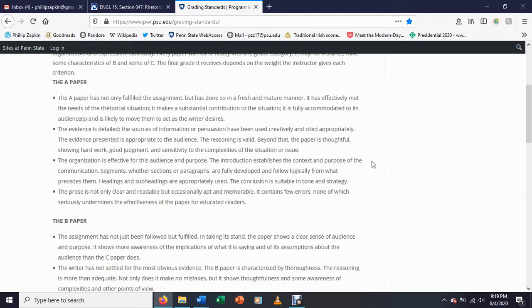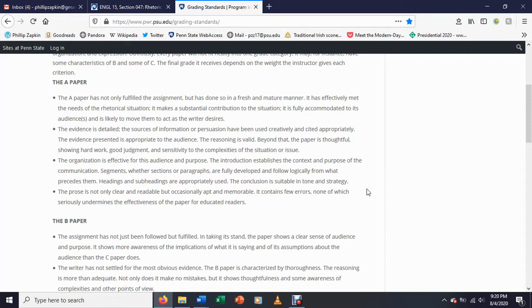The introduction establishes the context and purpose of the communication. Segments, whether sections or paragraphs, are fully developed and follow logically from what precedes them. Headings and subheadings are appropriately used. The conclusion is suitable in tone and strategy.